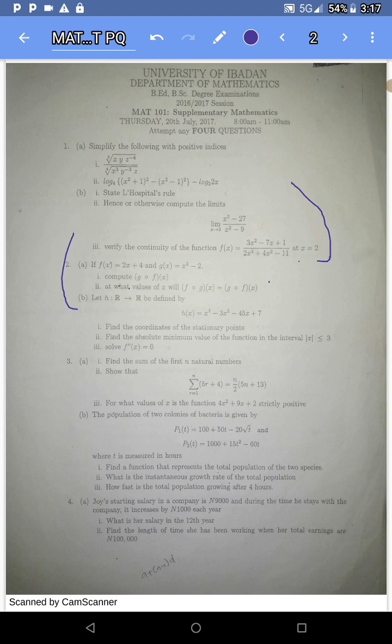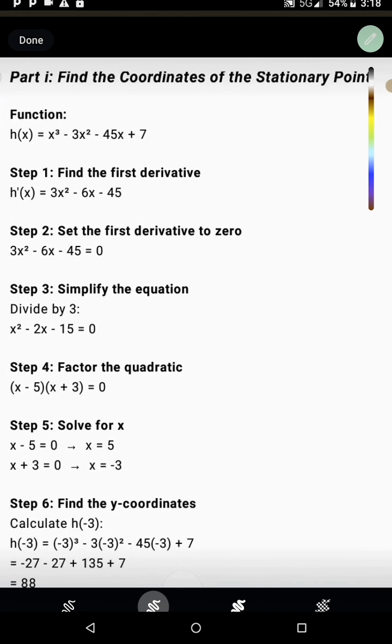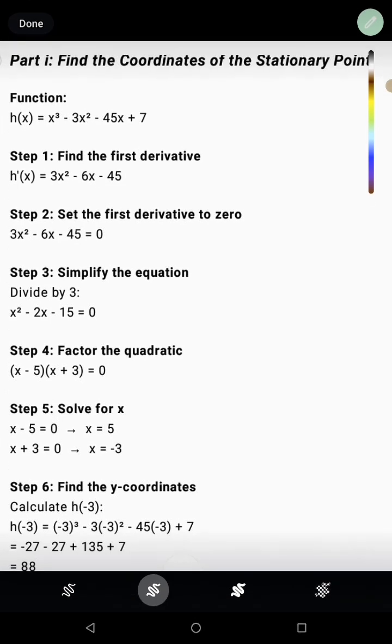Now the next thing, find the absolute minimum value of the function in the interval absolute value of x less than or equal to 3. Then solve f prime of x equals 0. We do that, but I want to take it one by one. Let's go for the stationary point. Now find the coordinates of the stationary point. This is the function they gave us.